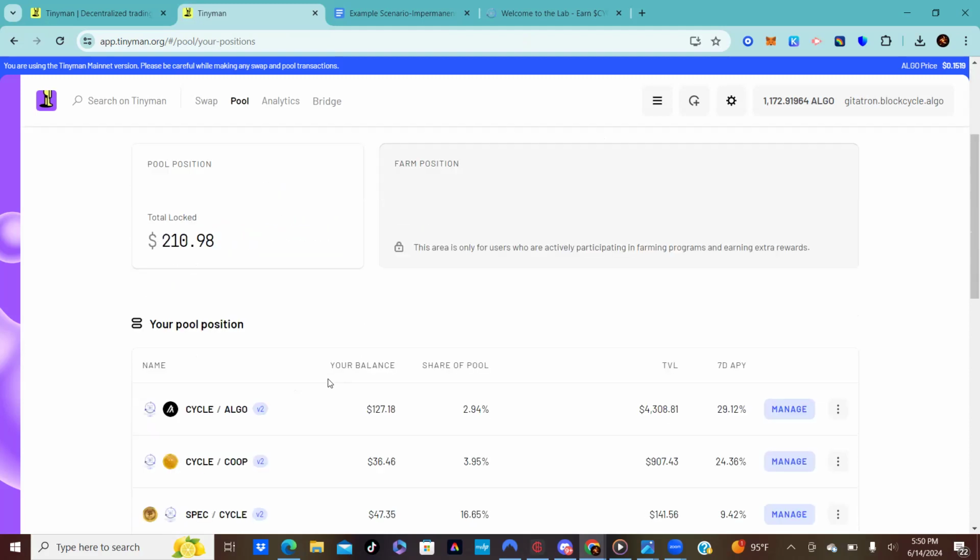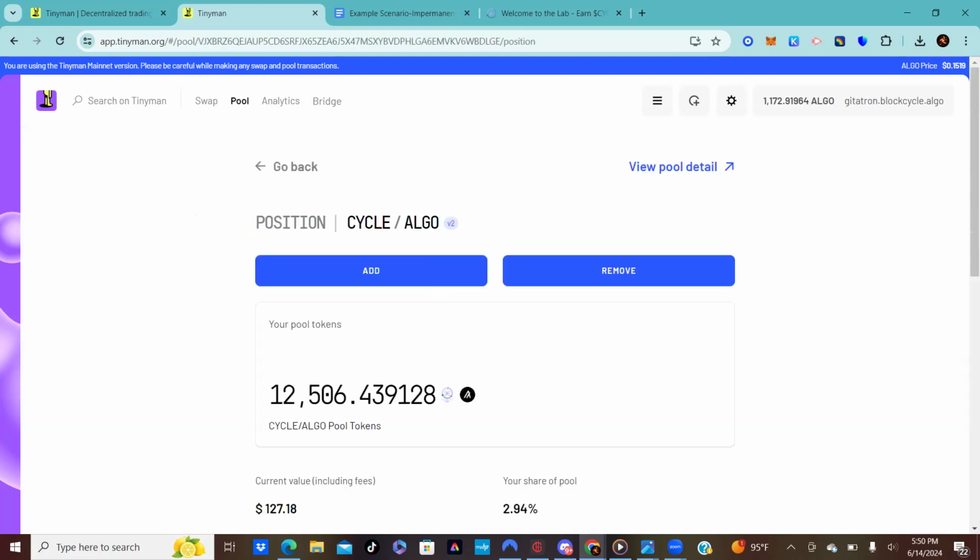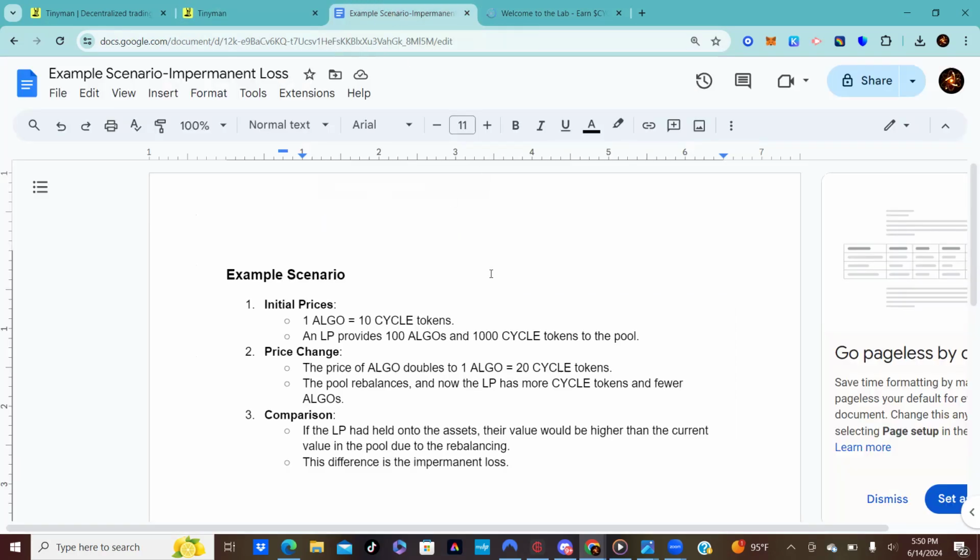So let's go back to this pool here with our Cycle token, right? So impermanent loss is a concept that occurs in the context of liquidity provision in automated market makers like Tinyman, Uniswap, SushiSwap, PancakeSwap, KyotoSwap, or other decentralized exchanges. It refers to the potential loss in value that a liquidity provider might experience compared to simply holding the assets outside of the liquidity pool. This loss is impermanent because it can be reversed if the relative prices of the assets return to their original state. However, it becomes permanent if the liquidity provider withdraws their assets from the pool while the price difference persists.